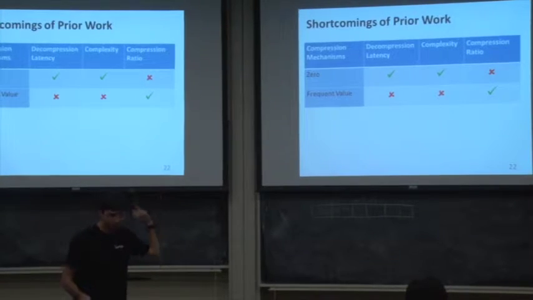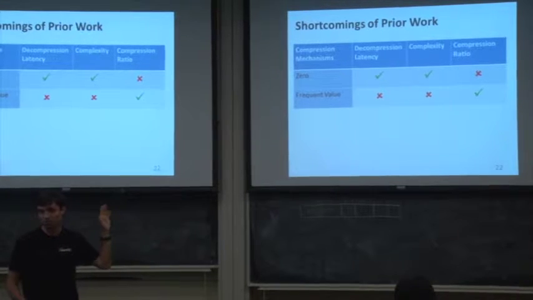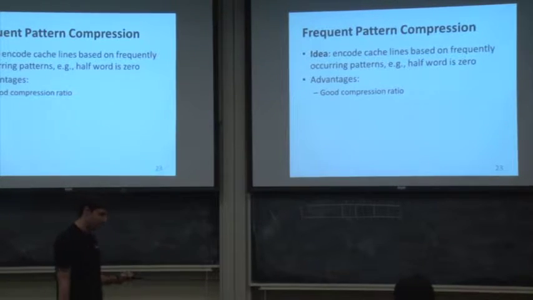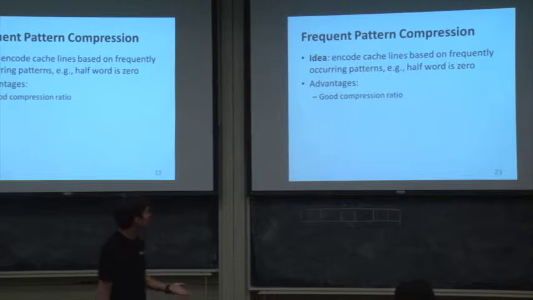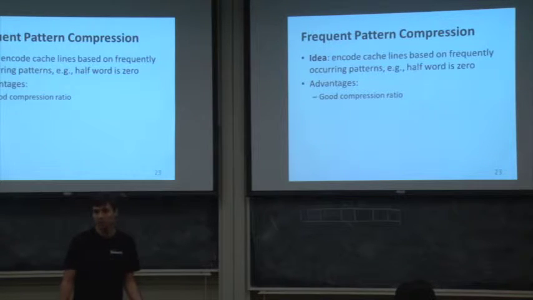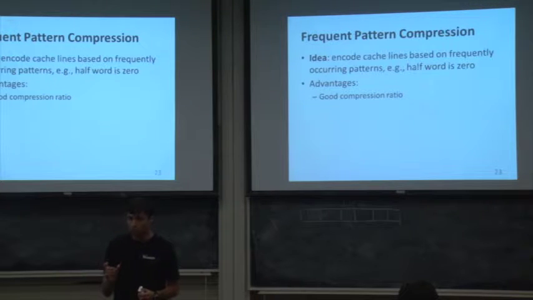So right now we're around 2000, 2001. That's where it was proposed. After that, people looked into the problem and tried to fix the issues that were there. And there was a new set of techniques proposed that I would call frequent pattern compression. The idea behind those is, let's not encode things based on frequent values, but instead use frequent patterns.